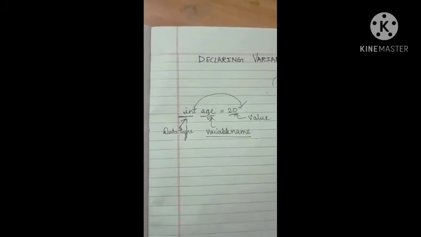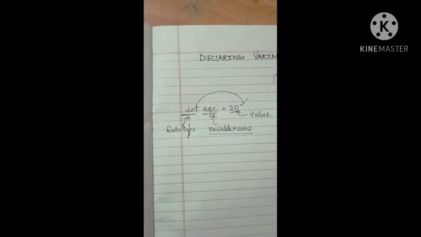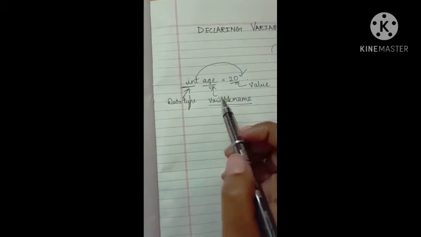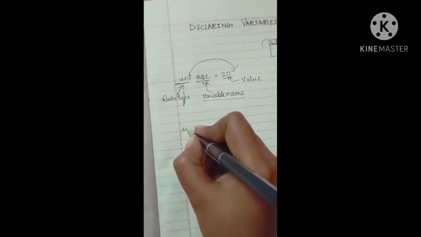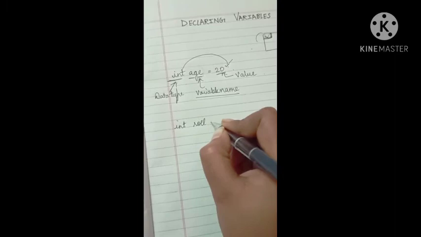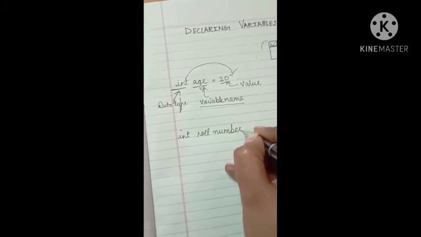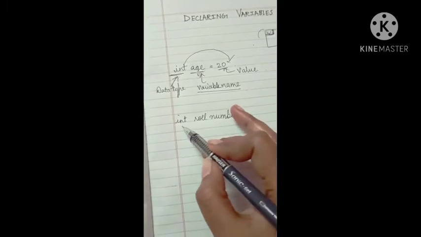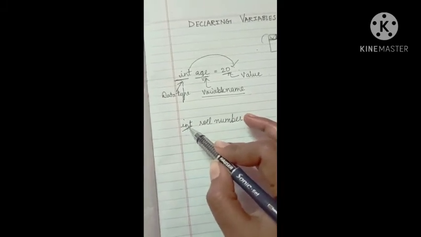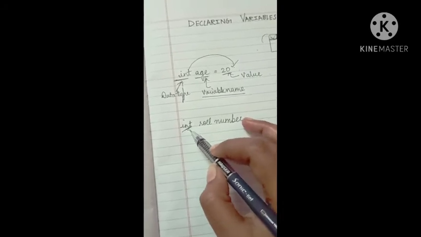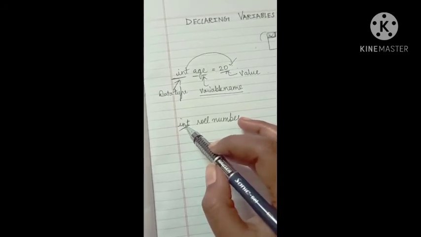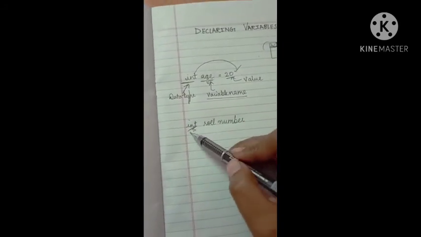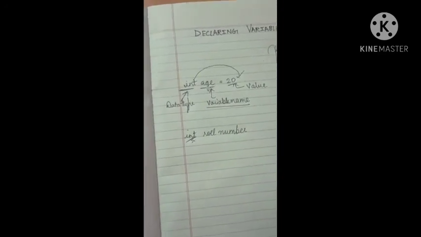So how do we declare these variables in C++? I'm going to tell you about some of them. I have told you about int age. We can also take int roll number. This is a data type, and it is used for storing integer type of data values.